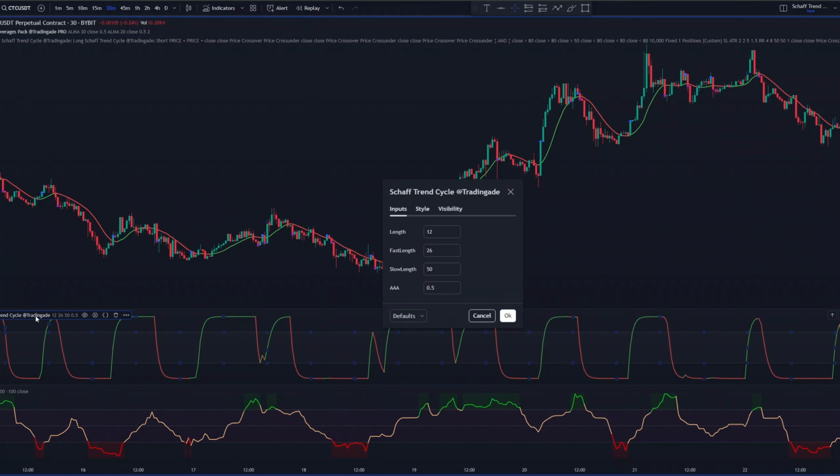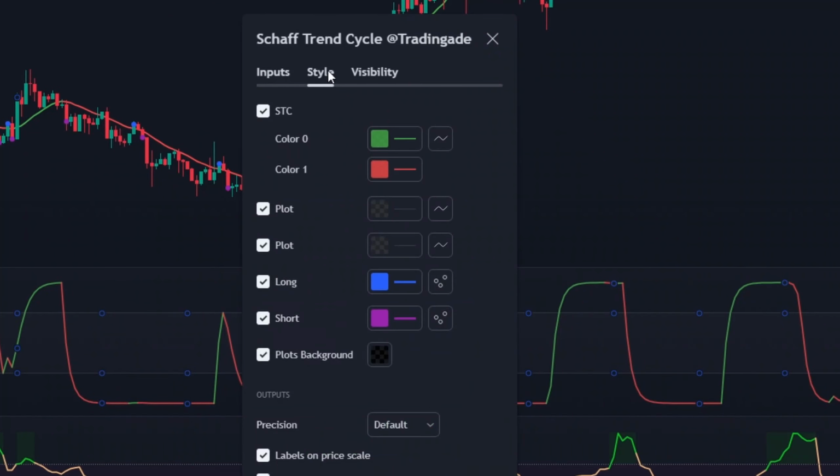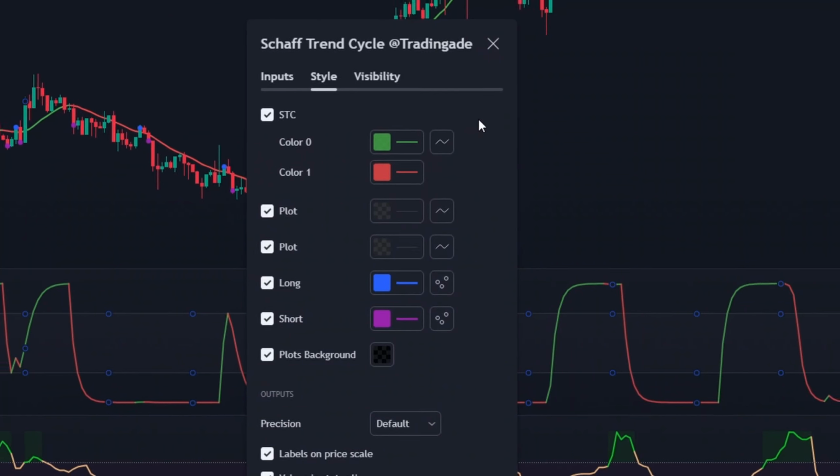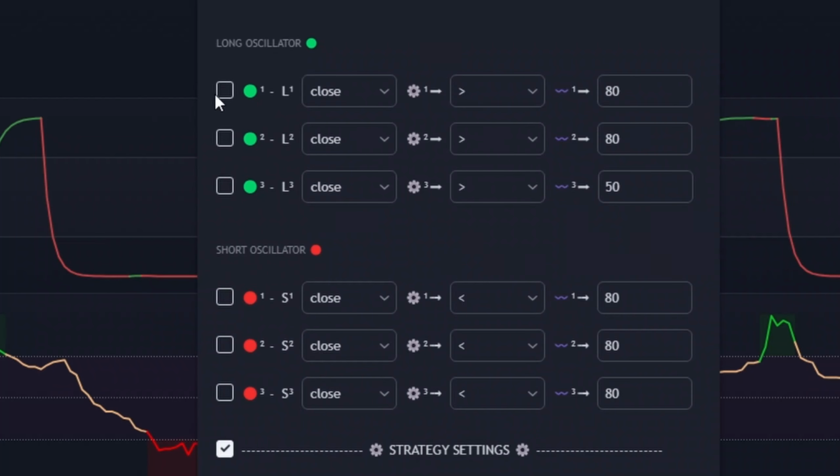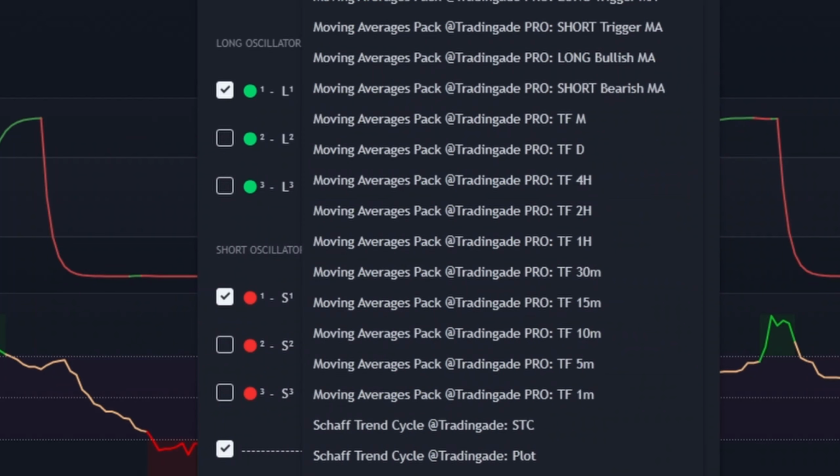If you have any doubt, you can just click on the Schaff Trend Cycle in the style, and you can check where is the signal. Then we can set the TTF in the oscillator settings. We're gonna turn on one signal for long and one signal for short. Here we're gonna set the TTF as well.